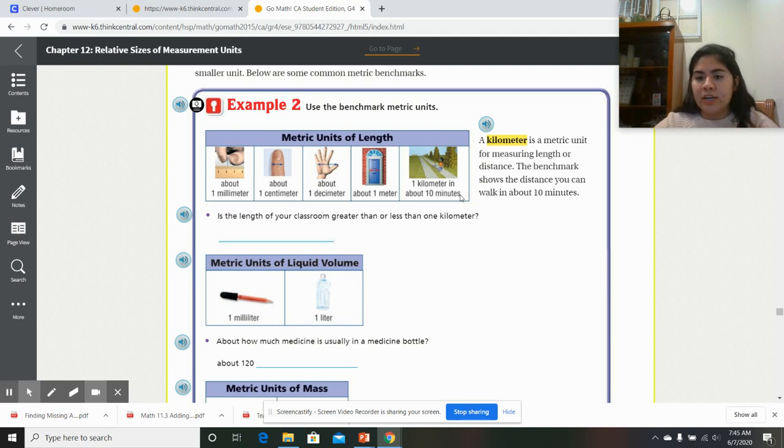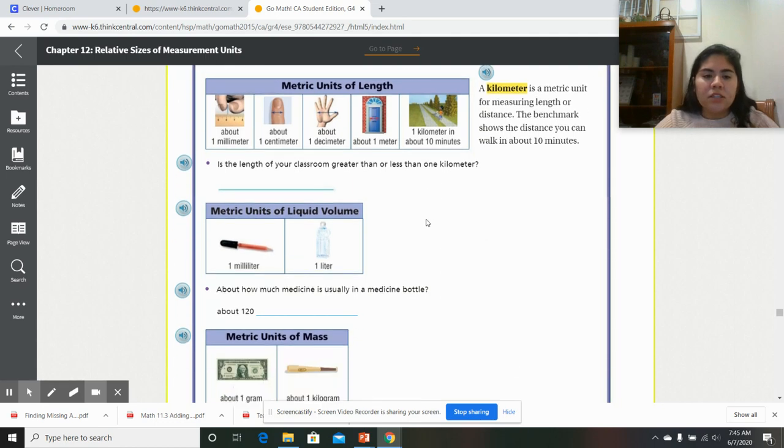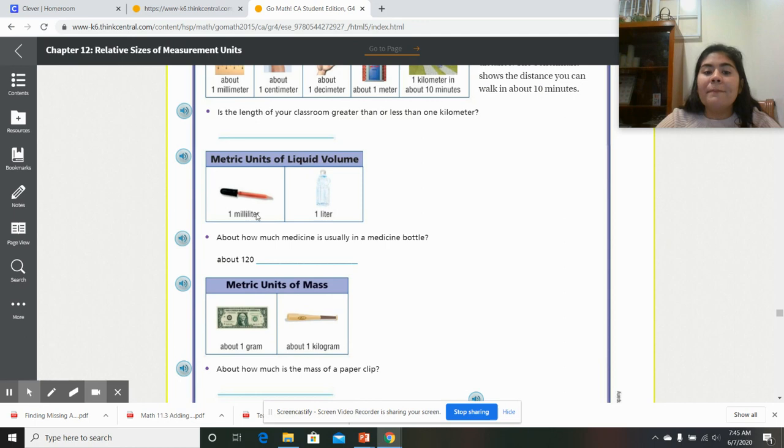Which one do you think is greater? Kilometer or the mile? Think about that. Then we have metric units of liquid volume. So you have 1 milliliter, which is about how much one of those little tubes they use to give medicines to babies, or you have 1 liter. And we hear about liters all the time, right? When you go to the store and you buy a 2-liter bottle of soda, that's 2 liters.